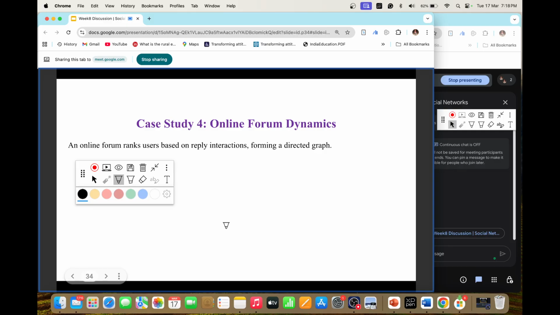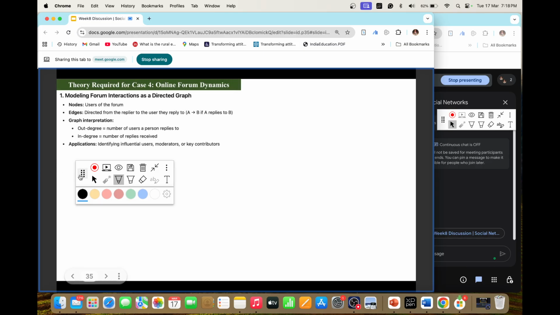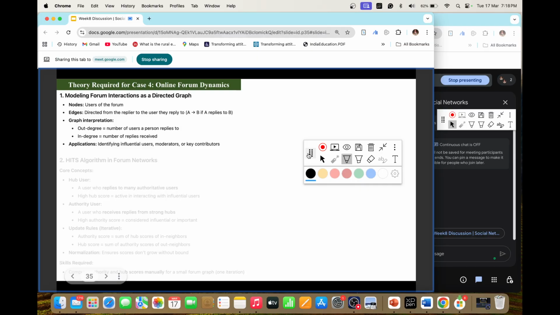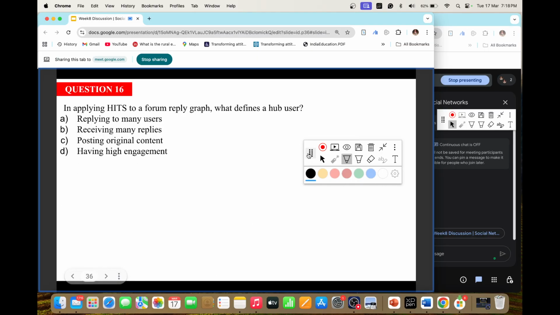Let's move on to case number 4. An online forum ranks users based on reply interaction, forming a directed graph. Online forum discussion, all these things are there. Let's move on to the question.